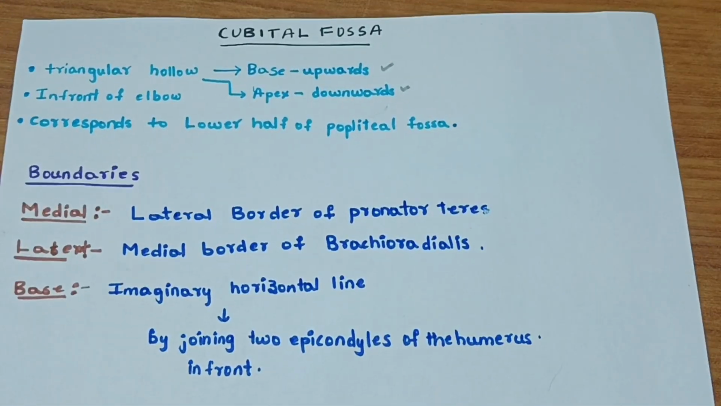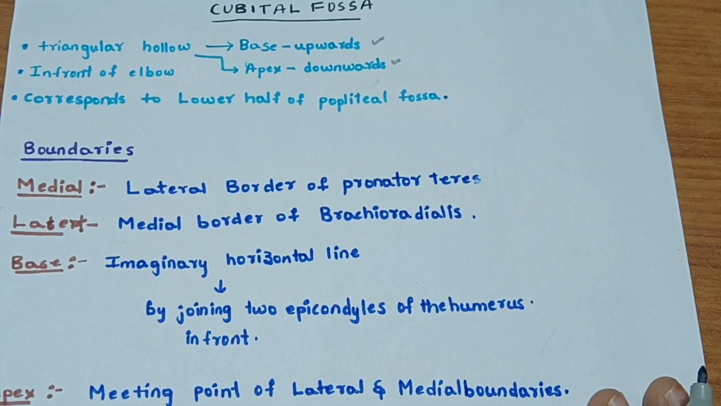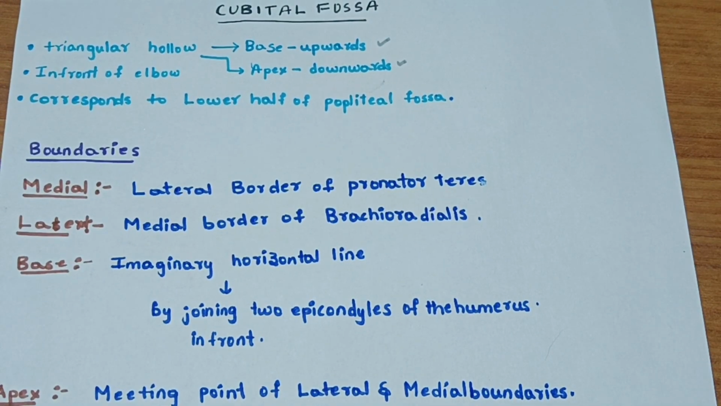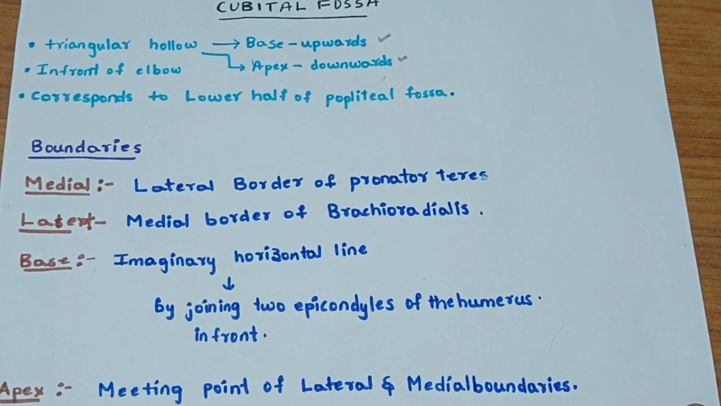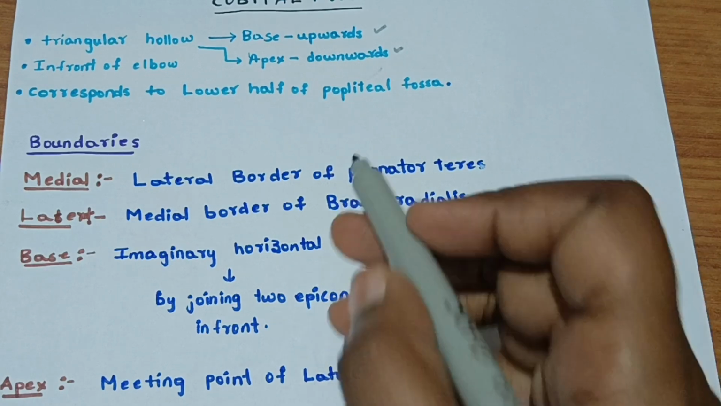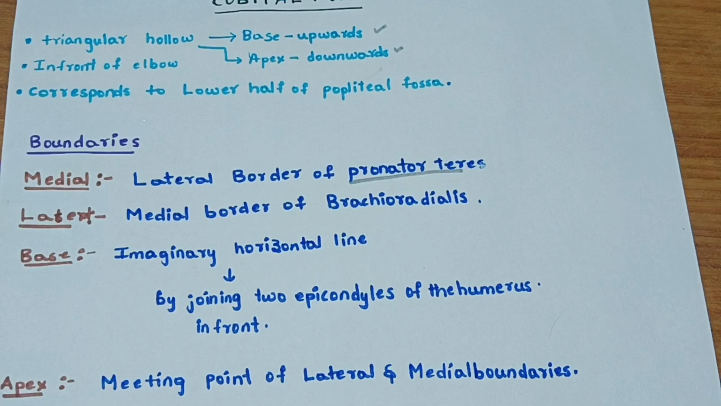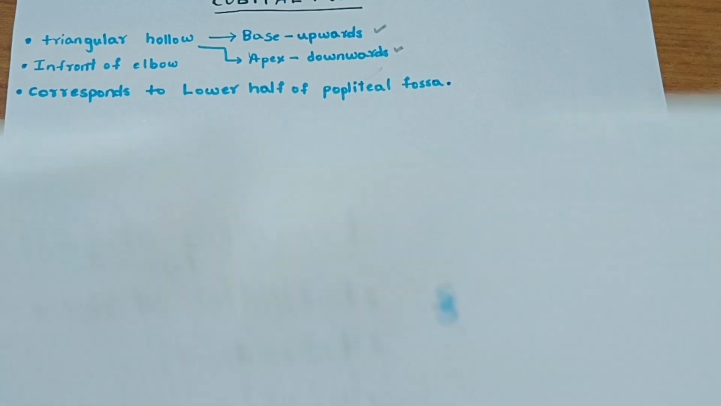Now let's see the boundaries and contents of the cubital fossa. As it is a triangular fossa, it has a base, apex, medial and lateral boundaries, floor and roof. So what is the medial boundary? Which muscle forms the medial boundary of the cubital fossa? It is the pronator teres.